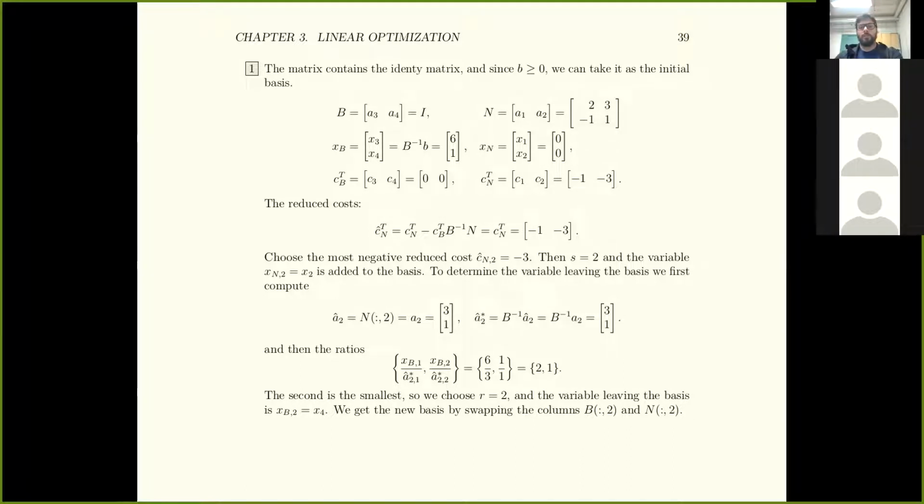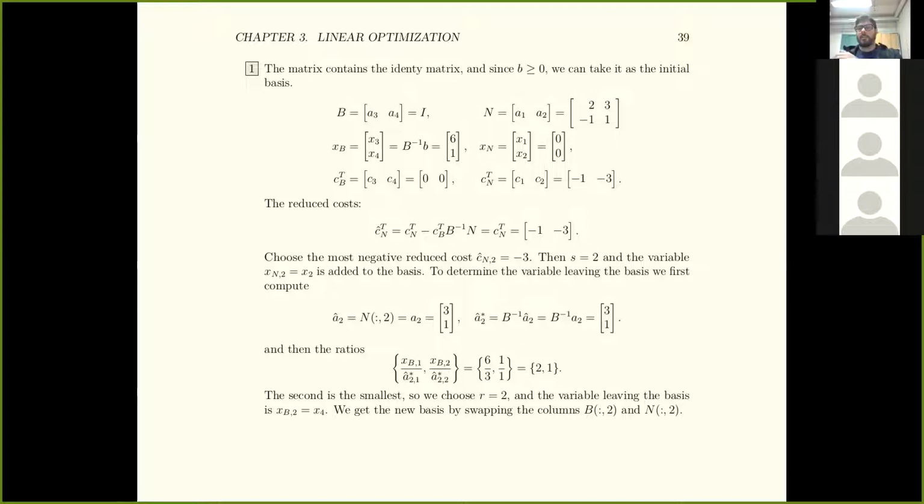Now we calculate the reduced costs, and because of the simplicity of the B matrix, we're actually left with only the Cn part because the cost CB is zeros. Then we see that the net effect of increasing x1 by 1 unit is a net effect of -1 in the cost, and the cost of increasing x2 by 1 is a net decrease by 3 units in the cost function. This is the reduced cost situation.